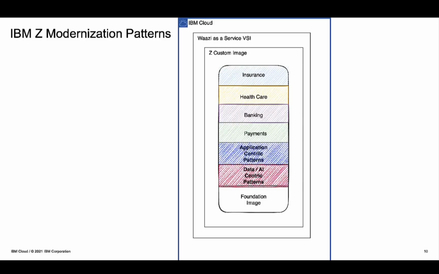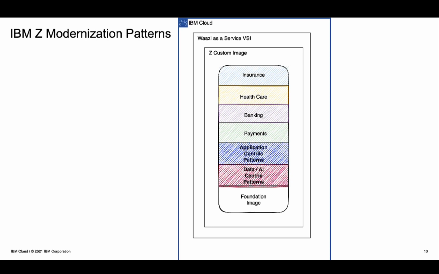Let's take a break to digest what we have done before I move on to application modernization patterns. In IBM Z mainframe modernization, all existing components of the legacy application will reside as the foundation in a custom image. On top of the foundation image, we can build application-centric patterns, data-centric patterns, and industry-specific solutions.